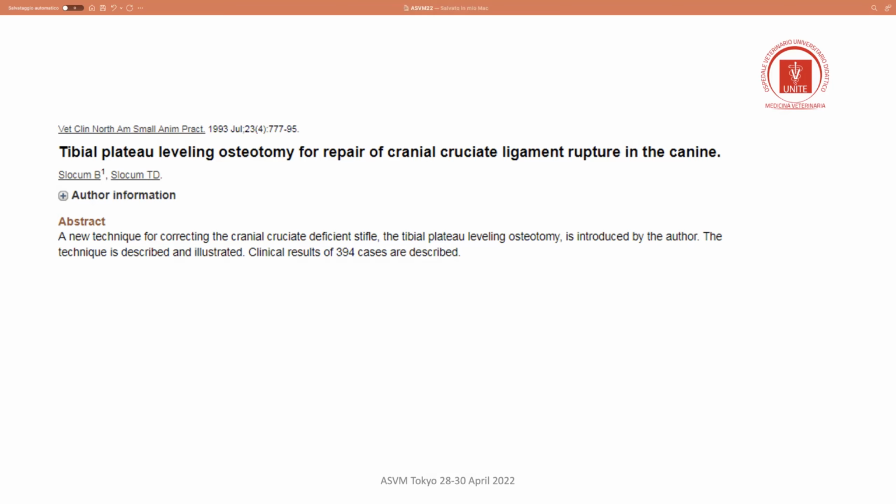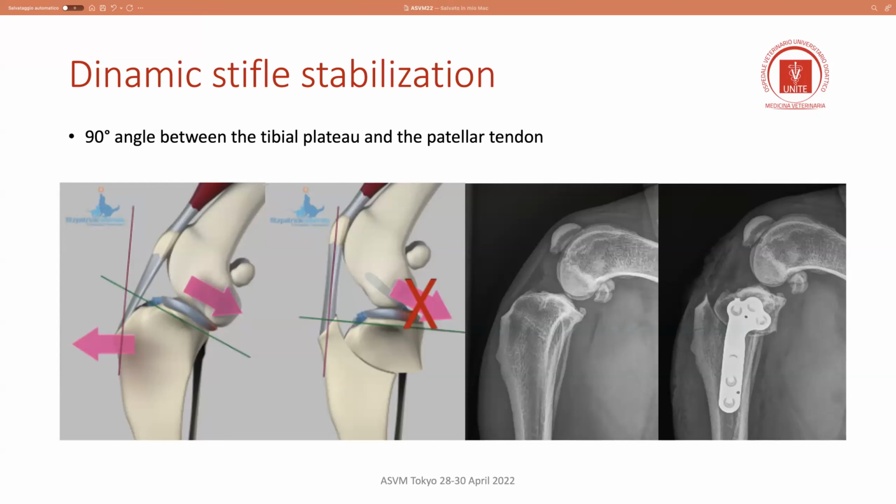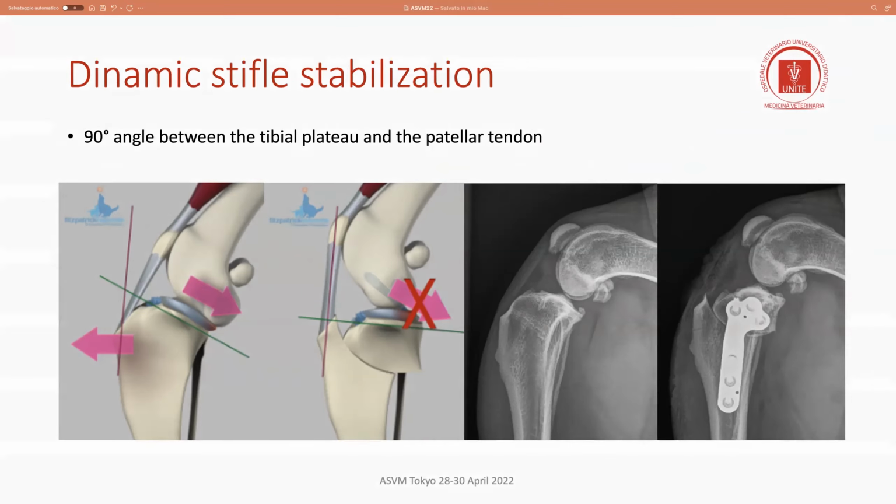One of the most important for sure is the tibial plateau leveling osteotomy that was firstly described by Barclay Slocum in 1993, and so far is probably the gold standard surgical technique to manage the cruciate disease. The TPLO aims to provide a dynamic stifle stabilization that is achieved by obtaining a 90-degree angle between the tibial plateau and the patellar tendon. The consequent radial osteotomy is fixed by using a pre-angled plate.